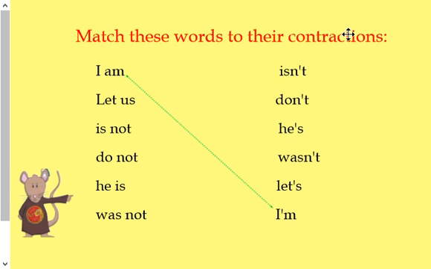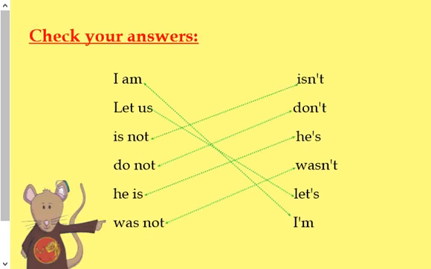Quick bit of practice, have a look at the screen. I'm not going to ask you to write these out, but could you find which words up here, these are the expanded words, which would be their contracted form? You see the first one's been done, I am becomes I'm. Let's see if you can match them up, and then we'll quickly look through the answers in a moment. Press pause now.